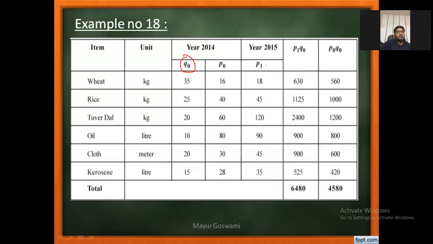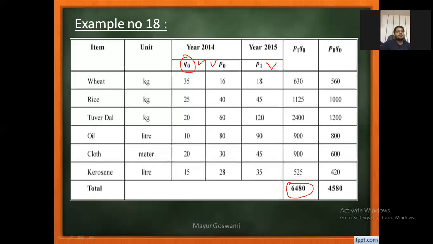So P1 into Q0: 35 into 18, 630. 25 into 45, 1125. 20 into 120, 2400. 10 into 90, 900. 20 into 45, 900. 15 into 35, 525. The total of this is your sigma P1 Q0, which is 6480.